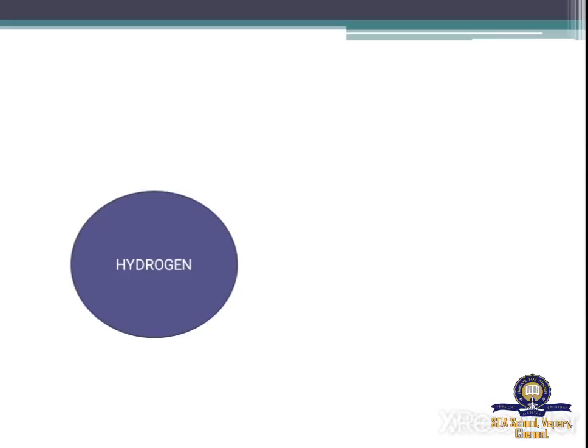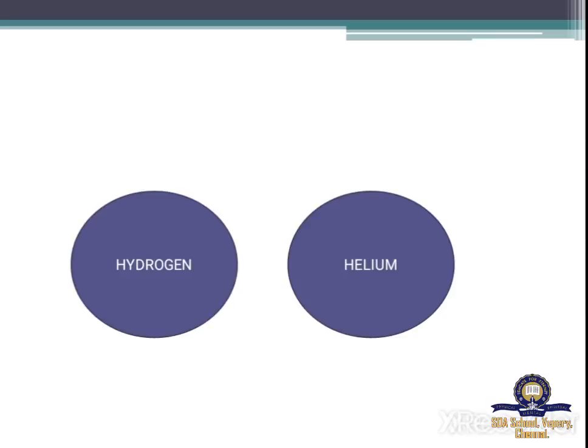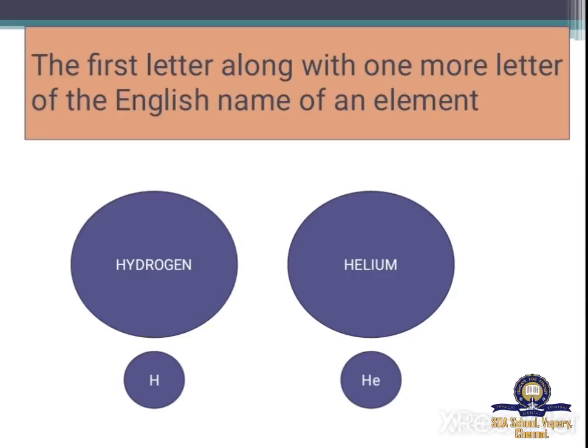Now, there are 2 elements named hydrogen and helium, both starting with the same alphabet. They have already given the symbol H for hydrogen. So what they did is they gave the symbol He for helium. Now, this is the second way. The first letter along with one more letter of the English name of an element is assigned as the symbol for some elements. Let's see some examples.